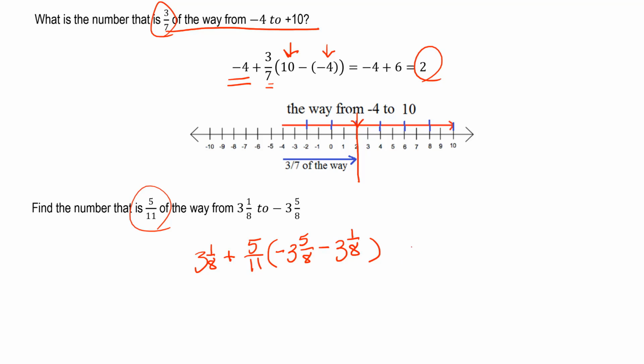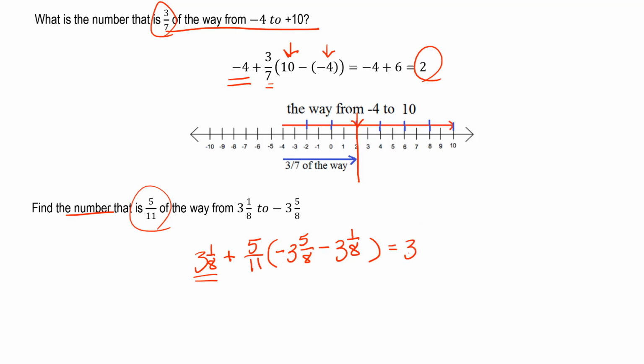So that's the point of that question. Find the number you will end up at if you go 5/11 of the way from 3 1/8 to -3 5/8. So this part of the expression is 5/11 of the way from 3 1/8 to -3 5/8. And this is where we're starting from, and then we're going to add that amount to it.